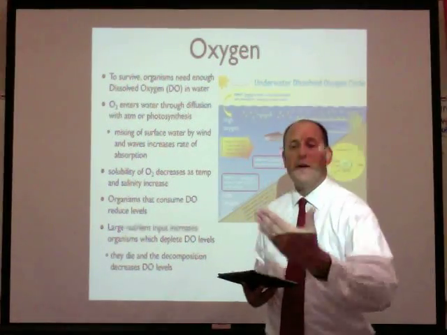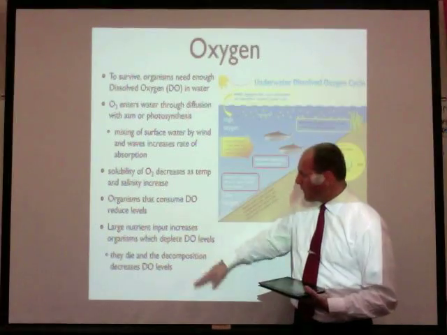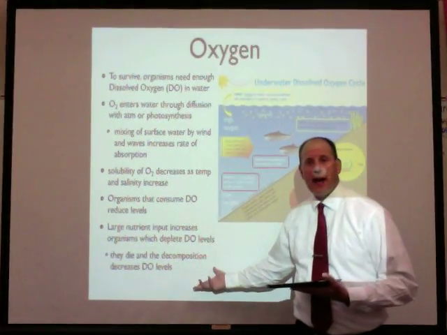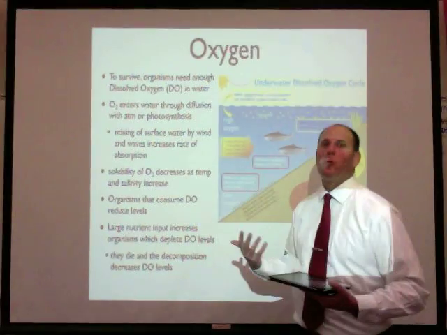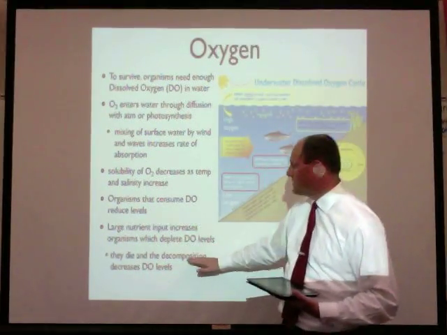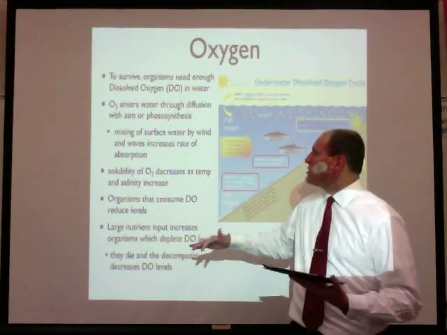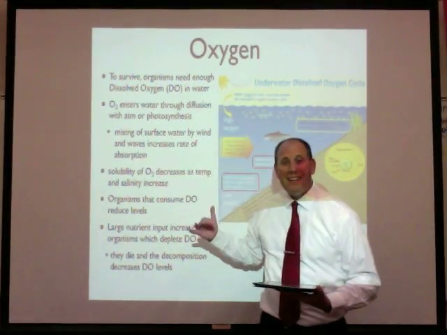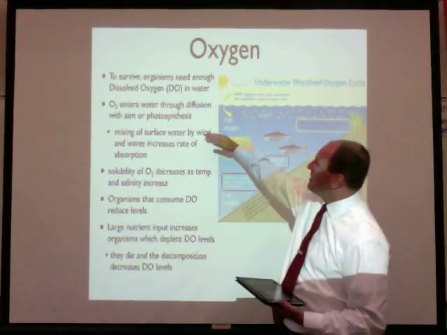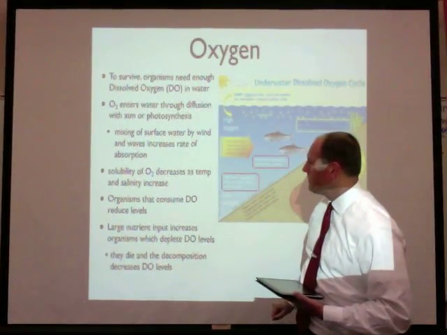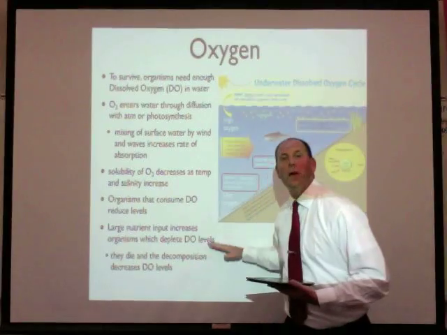On top of all of that, if we get more organisms and more nutrients, those organisms are going to die. They're going to start to decompose. There's going to be more bacteria to decompose them, and that's going to decrease those dissolved oxygen levels. So there's a very specific balance of oxygen that is able to enter into the water through diffusion or photosynthesis with the number of organisms that are there.